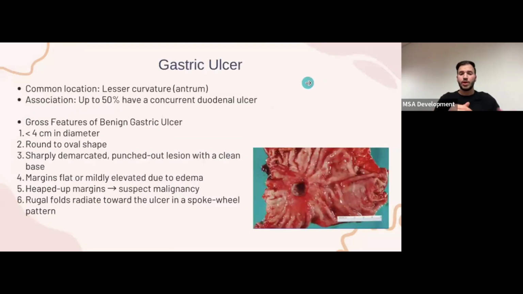Now, the gastric ulcers are mainly on the lesser curvature, and up to 50% have a concurrent duodenal ulcer. How do they look on gross? They are less than 4 centimeters in diameter.